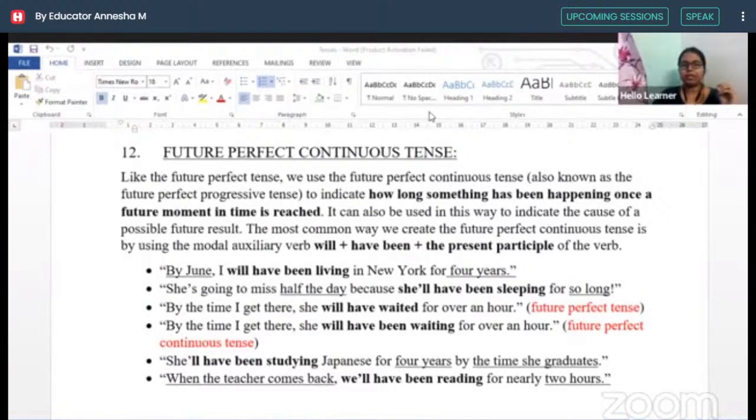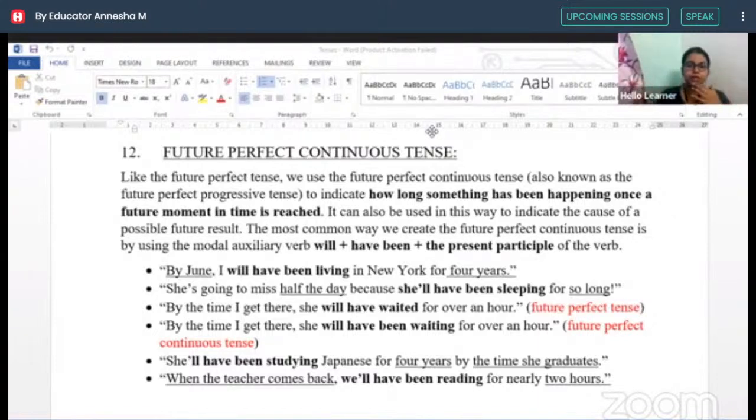So let me just make this very clear, guys. Future perfect continuous tense is not something that we use on a daily basis. It is very rarely used. It has very limited use. So mostly when you are thinking that I'll use the future perfect continuous tense, it is better in spoken English at least to substitute it with the simple future continuous tense.